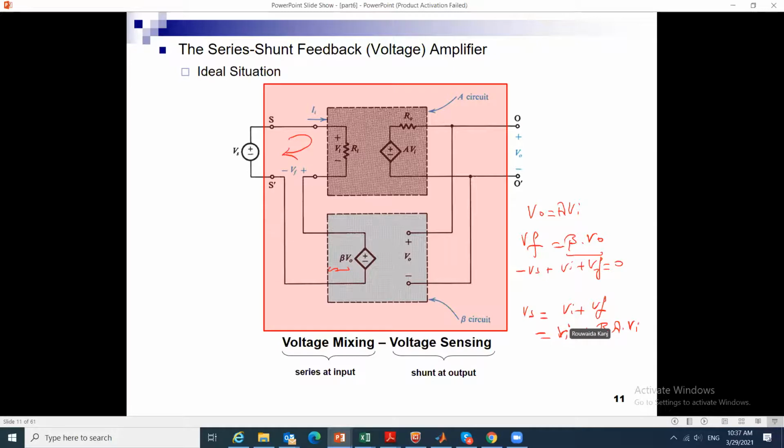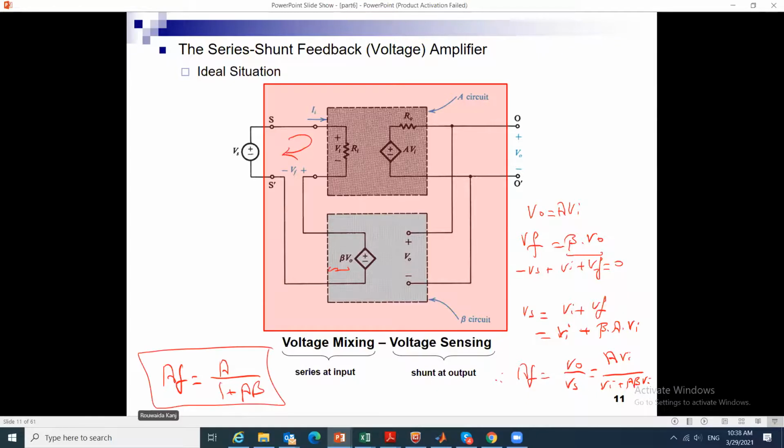Therefore we can derive the gain AF, which is VO over VS, just like we derived it for the X, as A times Vn over Vn plus A beta times Vn. So AF becomes equal to A over 1 plus A beta. So exactly what we derived for XI and XO holds for this voltage amplifier. Anybody has any question about this?